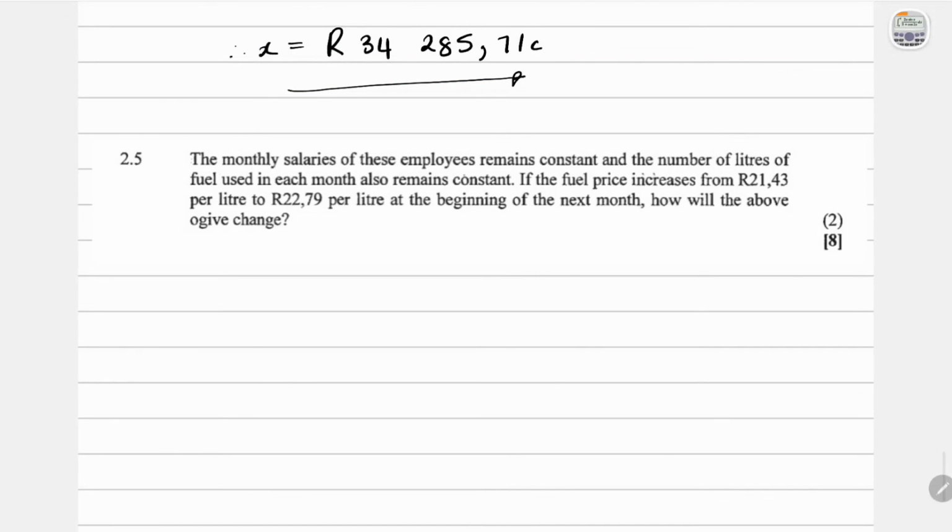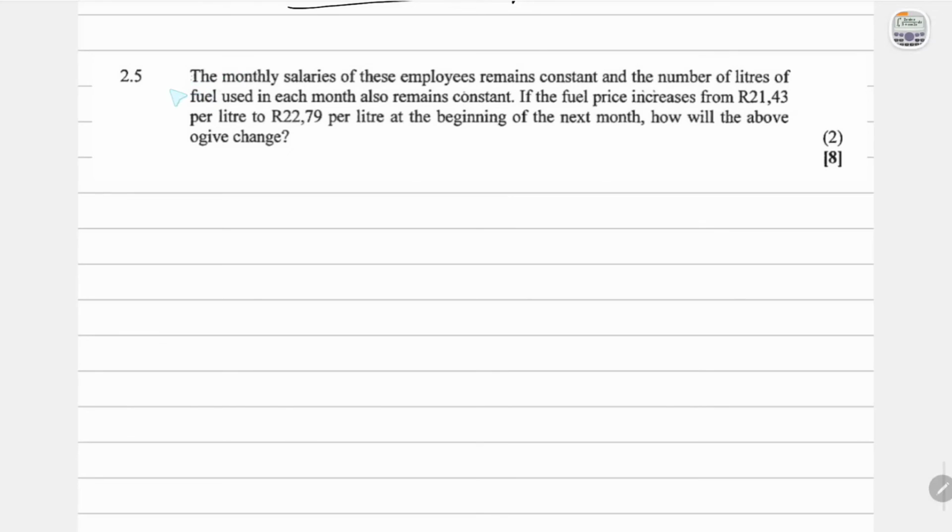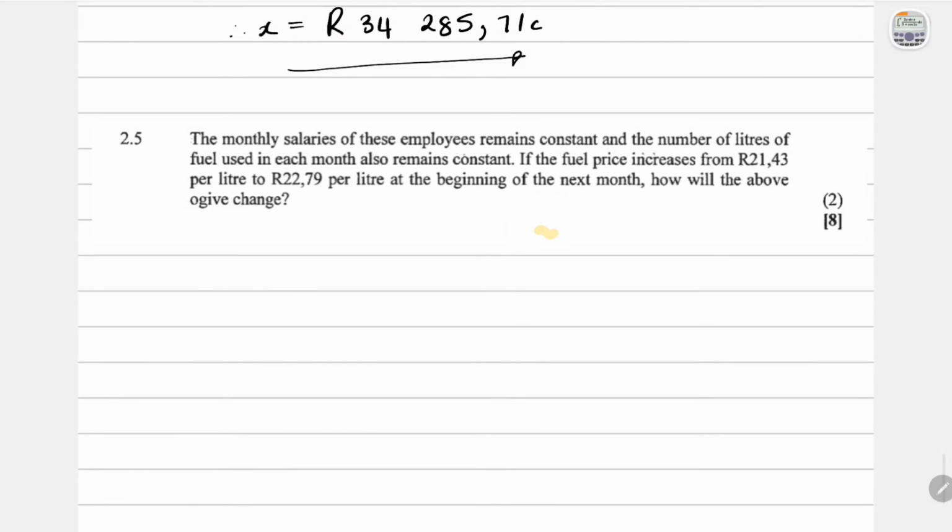Okay, the last question in statistics is 2.5. The monthly salaries of these employees remain constant, and the number of liters of fuel used in each month also remains constant. Okay, let's already put that down.